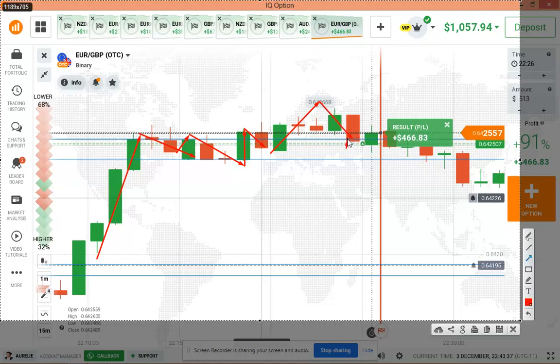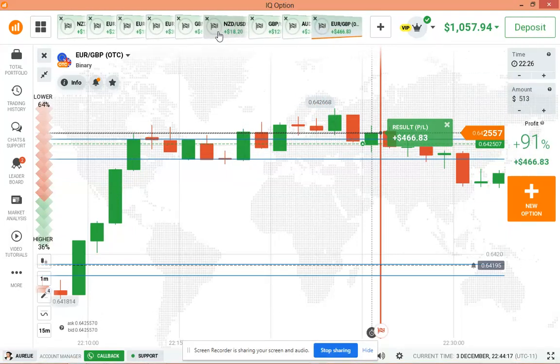Look at the candle closed below the zone. So I take the opportunity to go with buyers on the next candle. That is why I go with buyers. Okay, so that is the sixth trade.